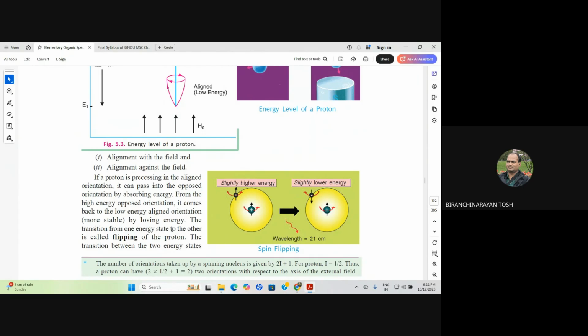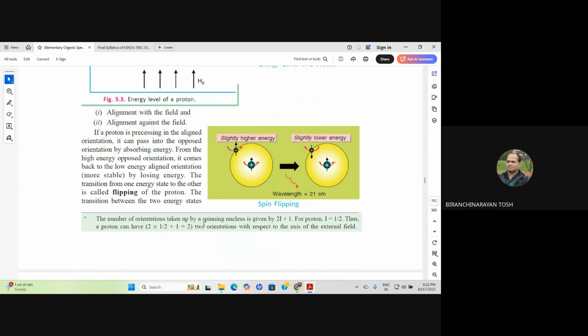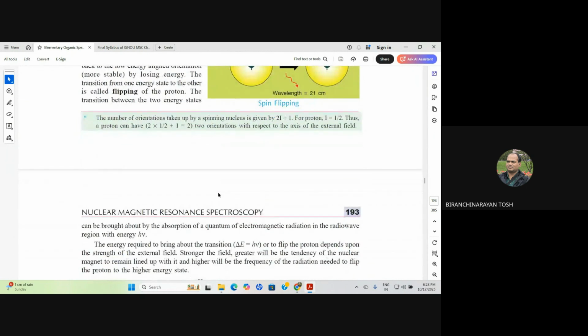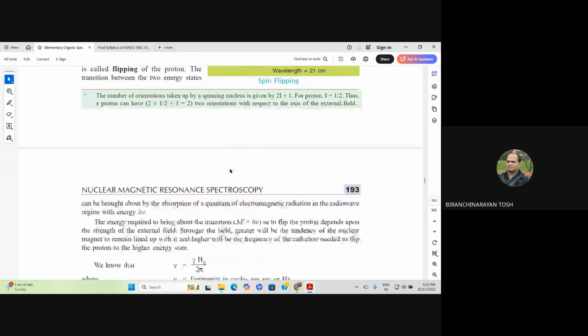So the transition between the two energy states has been shown here. It can be brought about by absorption of a quantum of electromagnetic radiation in the radio wave region with energy h nu. So this is the theory behind nuclear magnetic resonance.